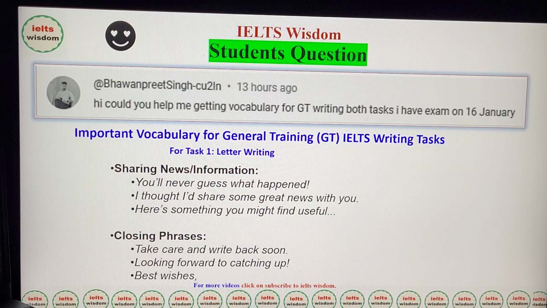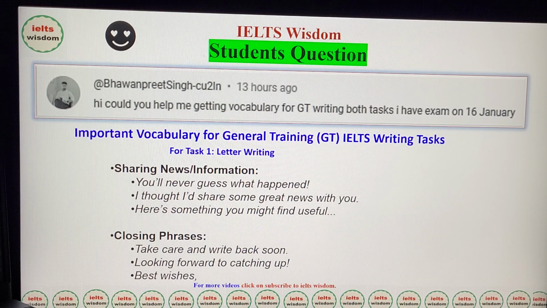An informal letter is another way where you have a different closing phrase. The closing phrase is completely different in there. When you are closing your letter, use a phrase like, take care and write back soon, or looking forward to catching up, or best wishes, or looking forward to hearing from you soon. Or you can add in there what type of things you need or want.